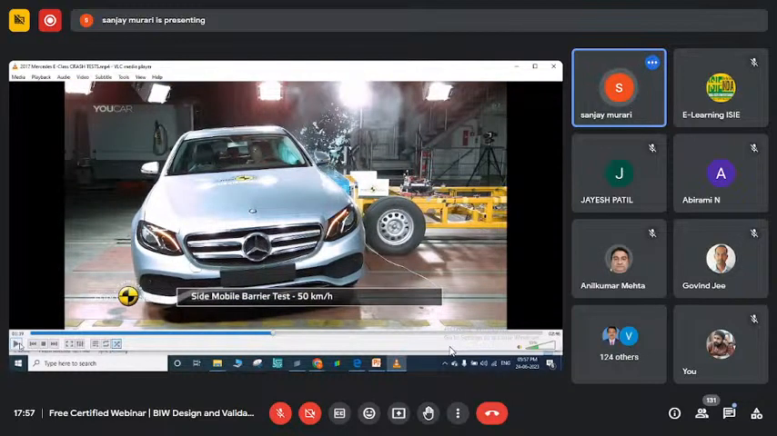This is the side impact. From the side, if it is impacting, how good or how strong your side structure should be, this we can validate through this side impact test.